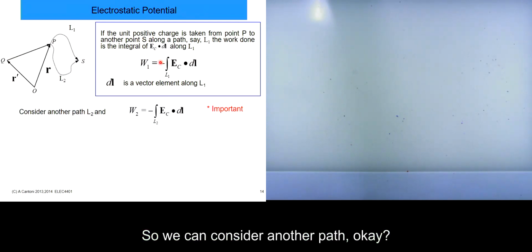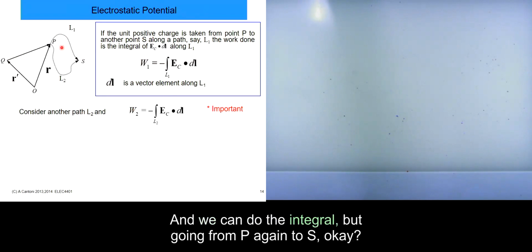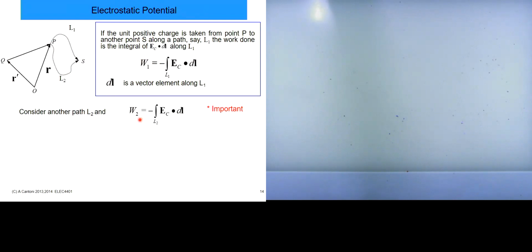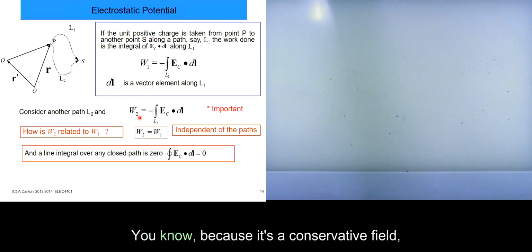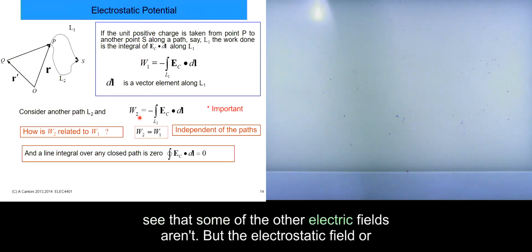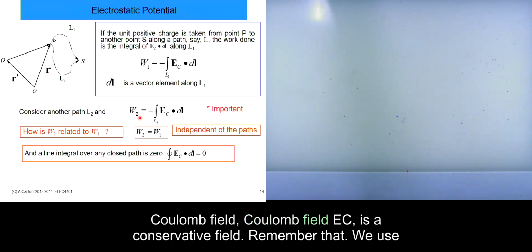So we can consider another path, and we can do the integral going from P again to S. Can anyone tell me what's the relationship between this W1 and this W2? The same, right? That's the important thing. Because it's what we call a conservative field, the electrostatic field is a conservative field. We'll see that some of the other electric fields aren't conservative, but the electrostatic field, or Coulomb field EC, is a conservative field. Remember that, you use that a lot.